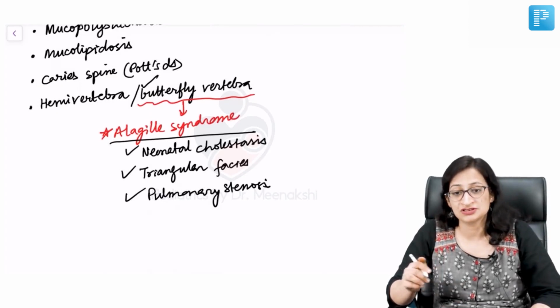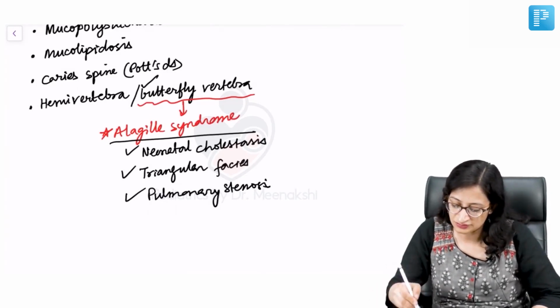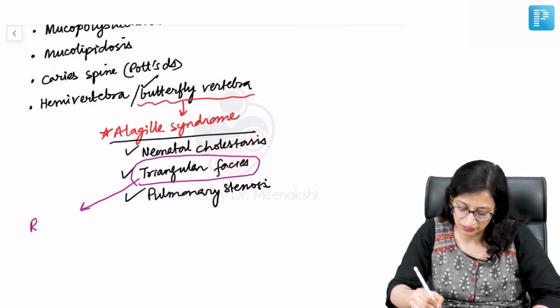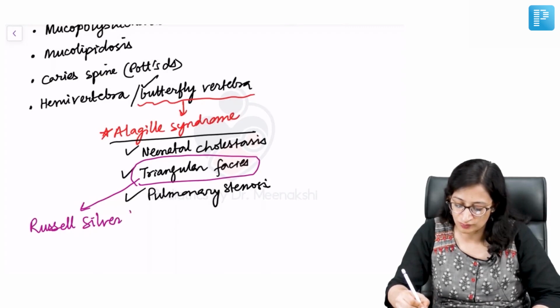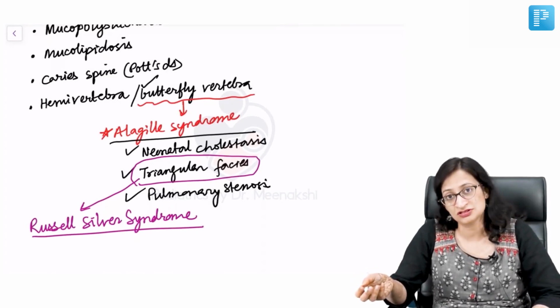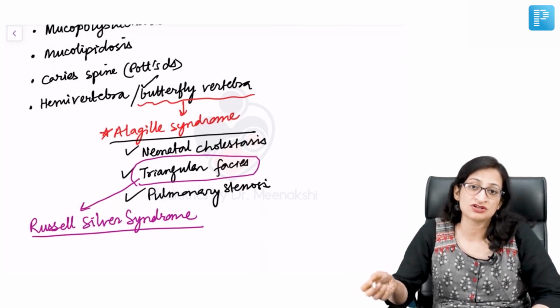This triangular facies is also seen in another disorder which has been asked in the MCQs previously. This triangular facies is also seen in Russell-Silver syndrome, another syndrome where you can get triangular facies. Russell-Silver syndrome has been asked in the NEET pattern previously. So in which of the following syndromes do you get a triangular facies? That is Russell-Silver syndrome, or in the presence of conjugated jaundice and vertebral defects, it is Alagille syndrome.